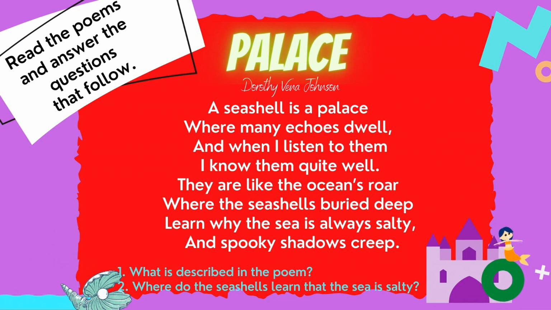Okay, we have here a poem. The title is Palace, written by Dorothy Vena Johnson. A seashell is a palace where many echoes dwell, and when I listen to them, I know them quite well. They are like the ocean's roar where the seashells are buried deep. Learn why the sea is always salty and spooky shadows creep.